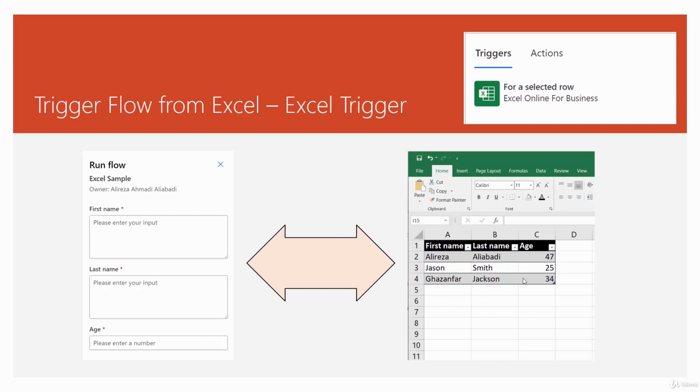Now we want to make it a little bit differently. We want to replace this run flow form with a row in Microsoft Excel. So instead of providing these values one by one, we should be able to pick this row and say, okay, send first name, last name, and age in one shot from the values in this row in Excel table. Remember, it has to be a table. If it's not a table, we cannot do that. We cannot use a range or something like that to achieve this functionality.